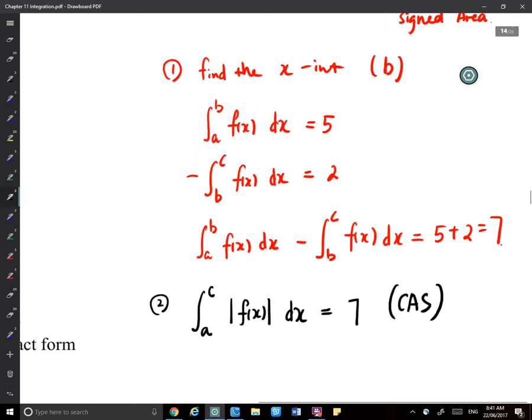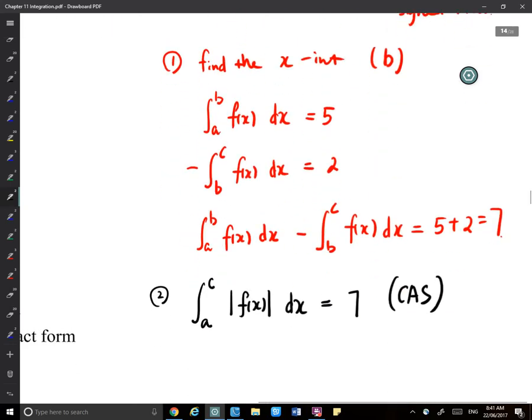Most of the time, like 90% of the time, it will ask for the total area. They're not interested in the signed area. The signed area is used in kinematics, when we think about motion, but we'll talk about that later.